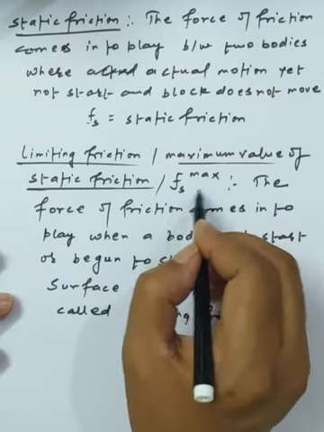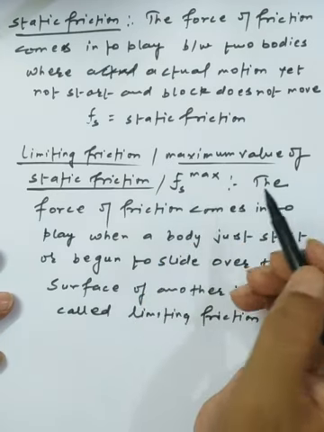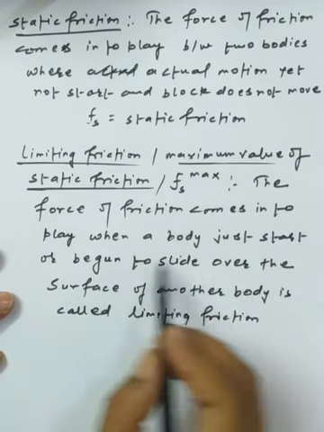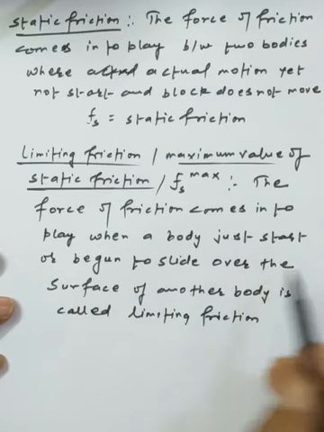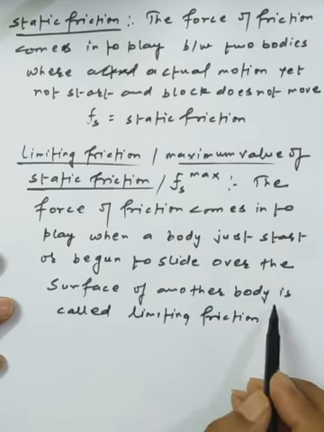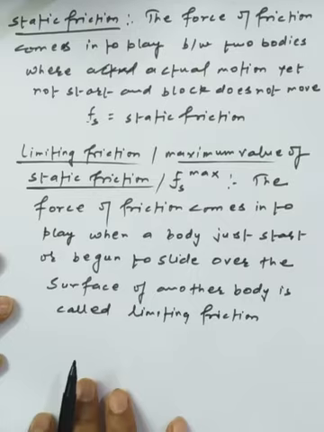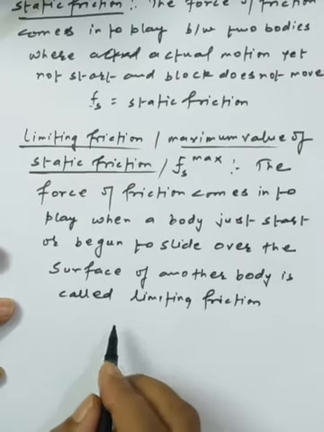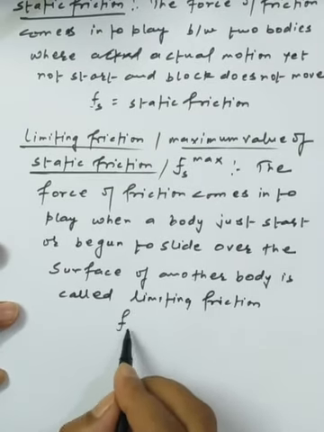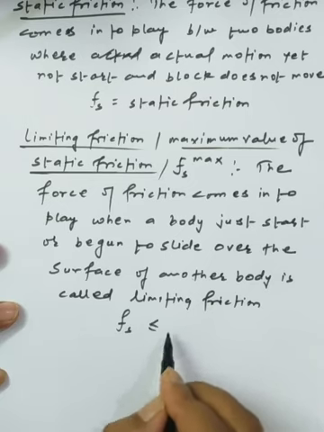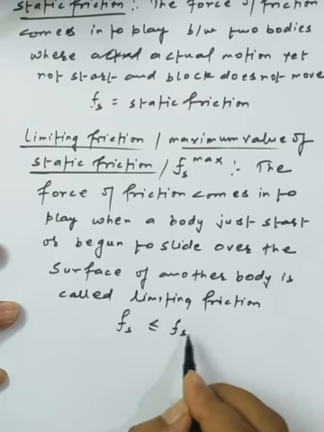The maximum value of static friction is called the force of limiting friction. The force of friction that comes into play when a body just starts or begins to slide over the surface of another body is called limiting friction. And simply we can assume that the magnitude of the force of limiting friction is greater than or equal to F as max.